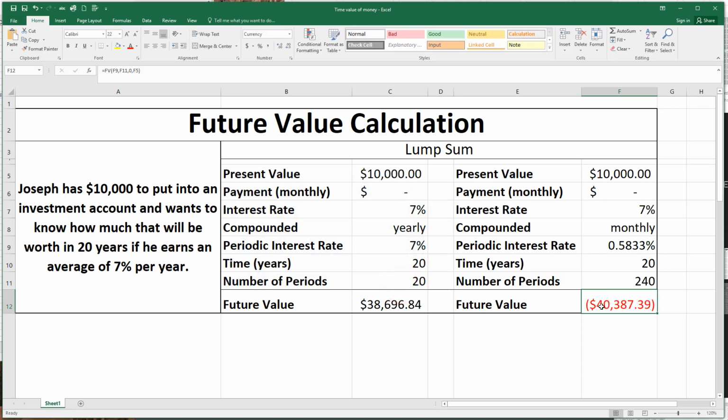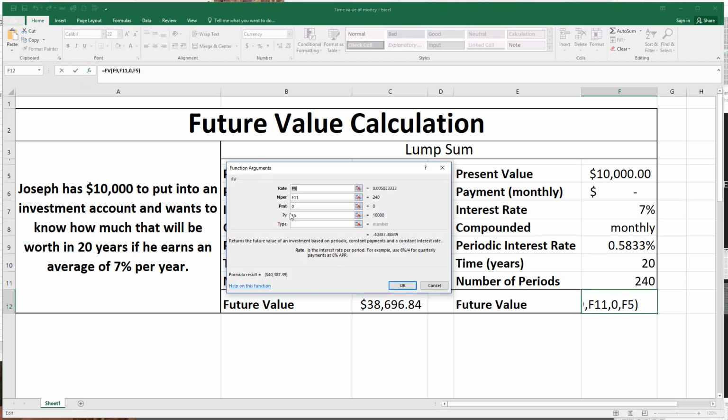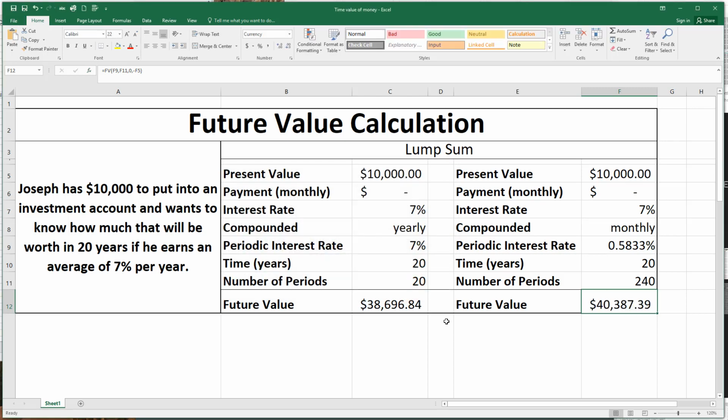So I hit OK. Well, you see what I did there is I forgot to make the present value negative. So you live and learn. Okay, now that we've fixed it, it returns a future value of $40,387.39. You can see that's a little bit more than the future value when we compounded yearly.